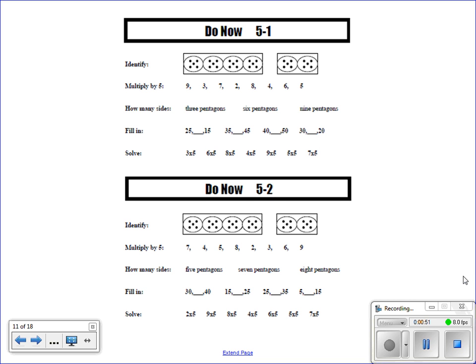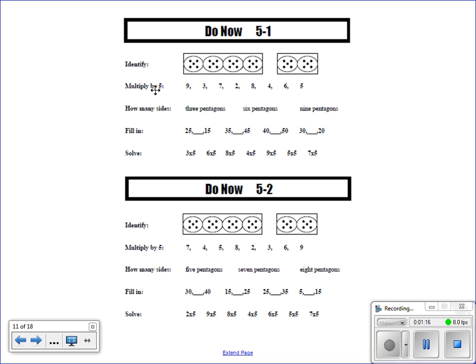The first one is this. This is a do now. Do nows will have numbers at the top. For the 5 times table, there's a 5-1 and a 5-2. And the way that they work is they are all related to the 5 times table. So for example, this one says identify, and you have 4 groups of 5, so 4 times 5, 20. This one has 2 groups of 5, which are 10.